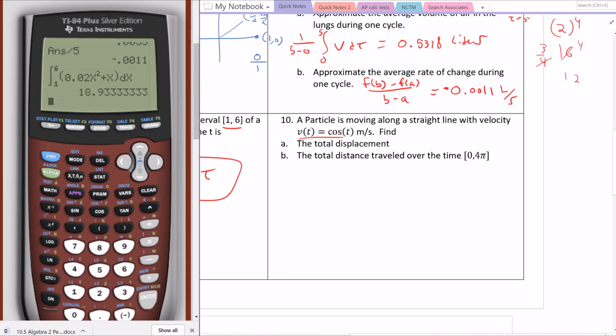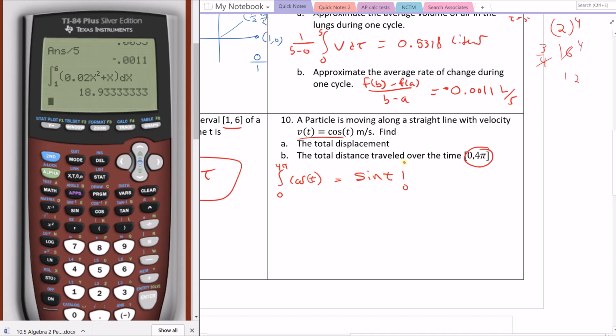A particle moves along a straight line. The velocity function is given by that, in meters per second. Find the total displacement. We want displacement, so we use this same interval. We're going to go from 0 to 4 pi of cosine t. Integrate cosine t, and you get sine t.